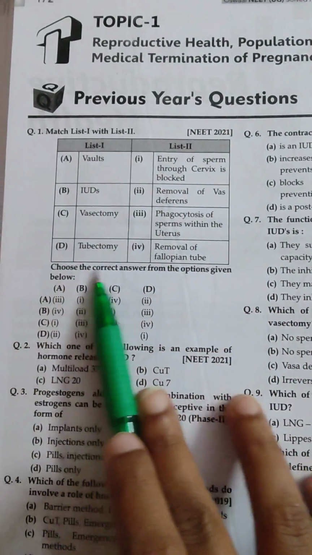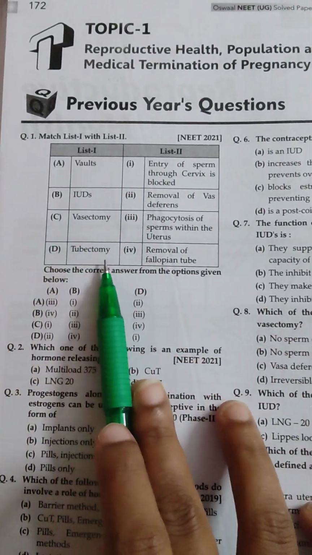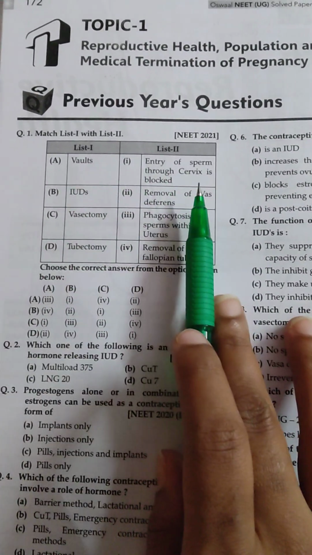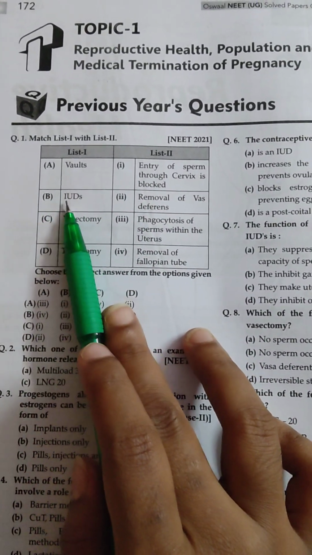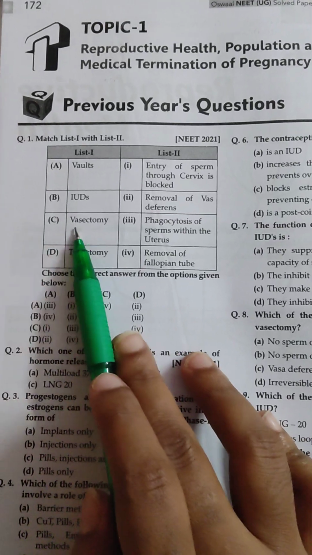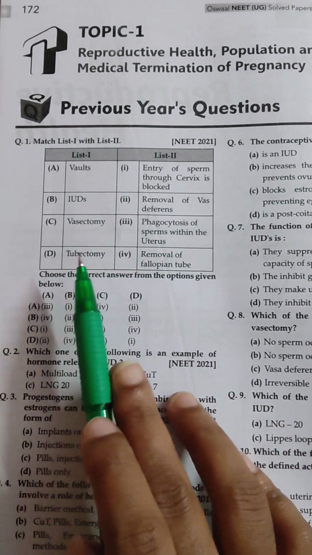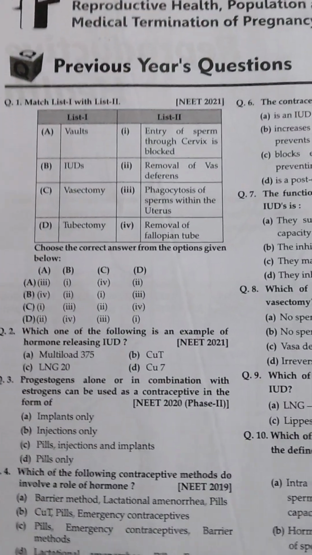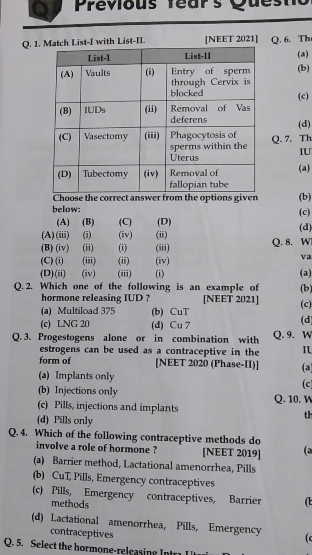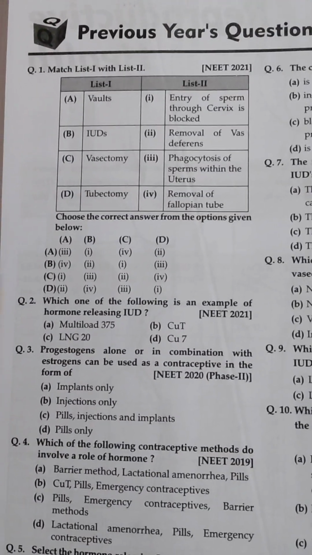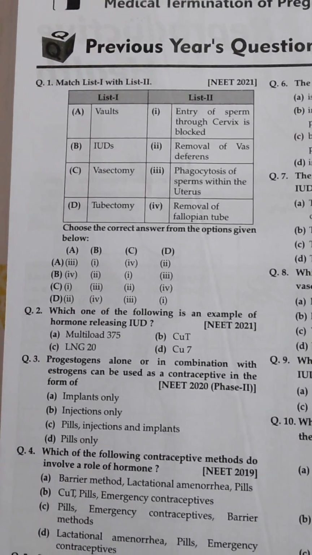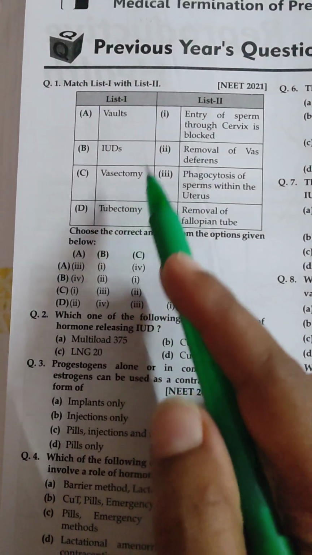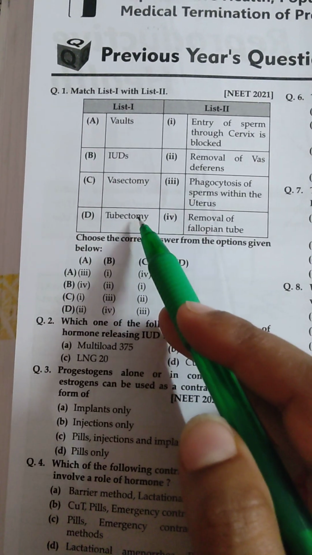Now here are four methods of contraceptions. Number A is walls, number B is IUDs, number C is vasectomy, and number D is tubectomy. Now, as I have said earlier, in match the following, first you go for the cases which you know from the beginning or which you're very sure about. Like I am sure about tubectomy, vasectomy.